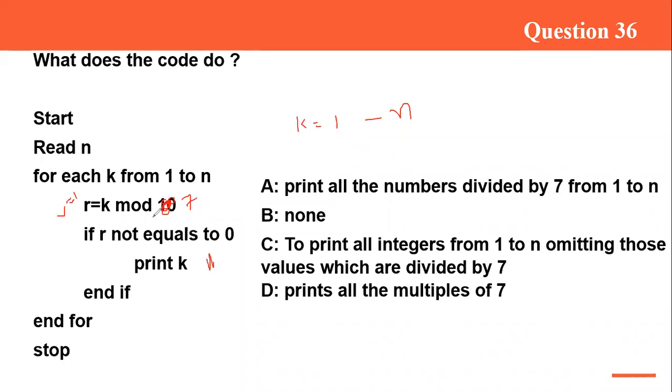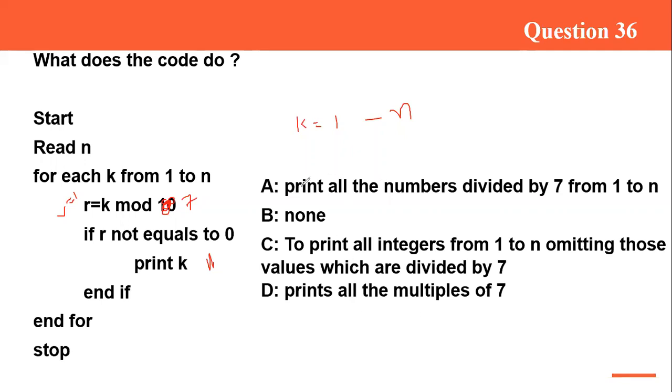Okay, cool. Yes, exactly. Whatever remainder you get when divided by 7, if the remainder is 0, then we are printing that K value. So for whatever numbers the remainder becomes 0, it is simply printing the multiples of 7? But from where to where? To print all the integers from 1 to n, omitting those values which are divisible by 7. So when R is not equal to 0, we are printing. Whenever the remainder is 0, it won't print. Other numbers, it will keep printing. 1, 2, 3, 4, 5, 6, it will print. 7, it won't print. Again, 8, 9, 10, 11, 12, it will print. 13, it will print. 14, it won't print. Like that. Am I right?